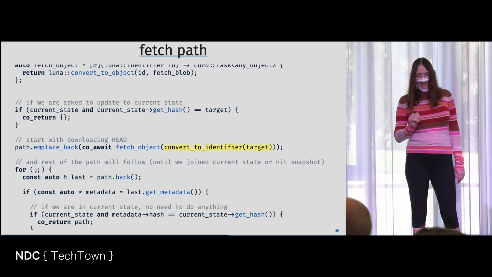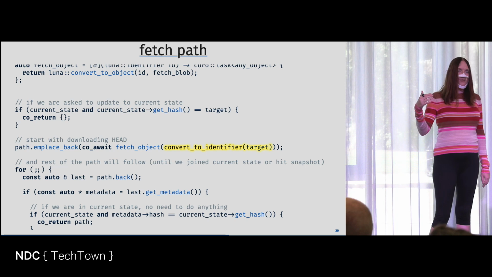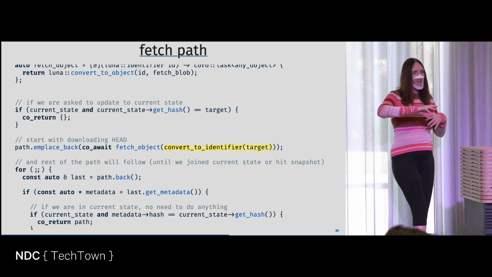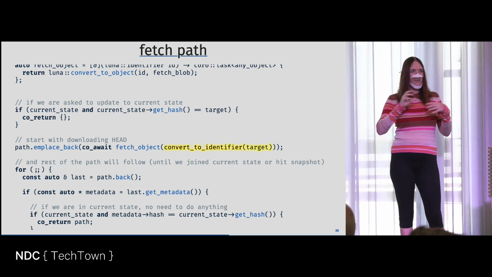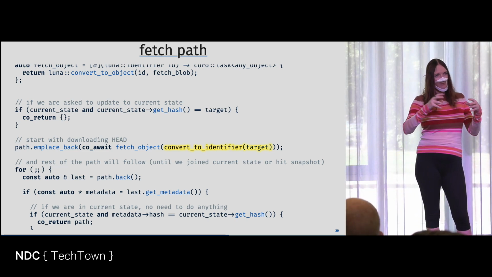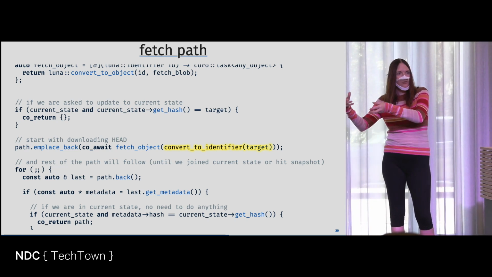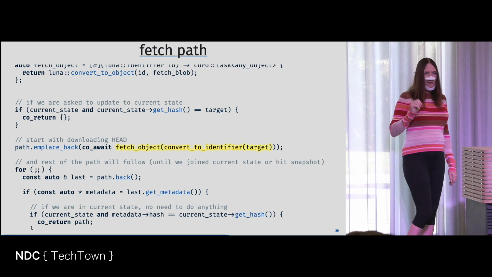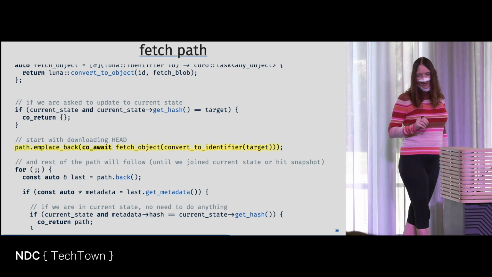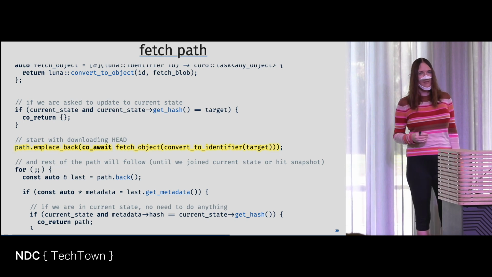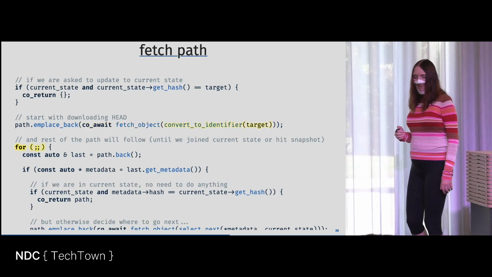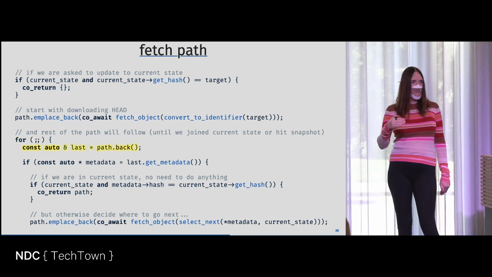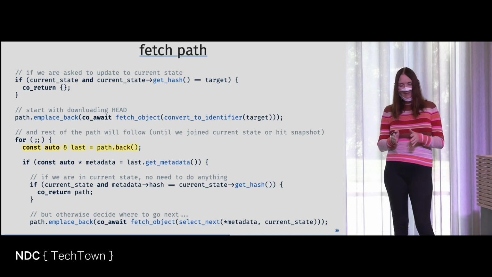But if not, then you need to convert the identifier of the target. If it's an alias, it will convert into the hash of the name. If it's the hash of the state, it will convert into the hash of the metadata. Then download the object, wait until it's finished, and then you place the object into the path as the first step. And then you will repeat, and always look at the last piece, like the last part of the path.